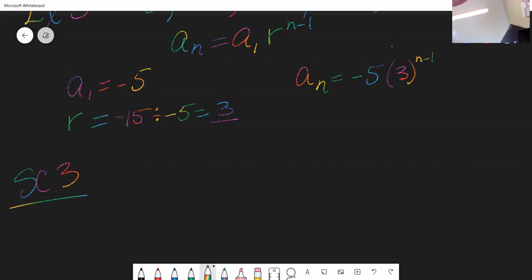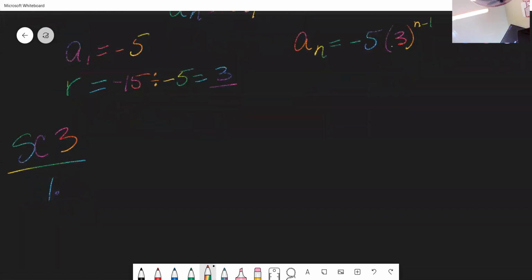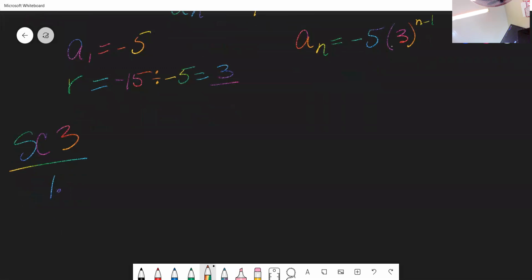All right. So what it's asking is for you to write the explicit formula for the following sequences. Actually, you guys try number 1. We'll do number 2 together. I'll give you all like 2 minutes. You have the formula, calculate A1 and the ratio, and then plug them into the formula. You pause this.